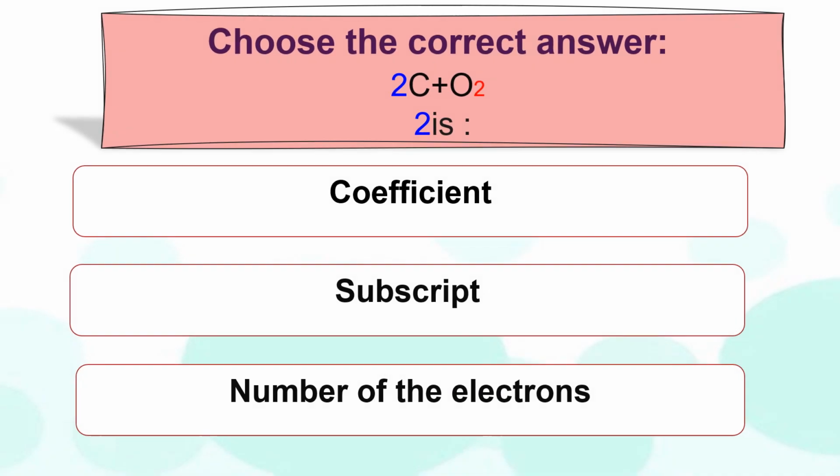Choose the correct answer. 2C plus O2. 2 here in the blue color is coefficient, subscript, number of the electrons. What's the meaning? This 2, that means coefficient وهي عدد الatoms, the number of atoms. كم مرة تتكرر? How many times?